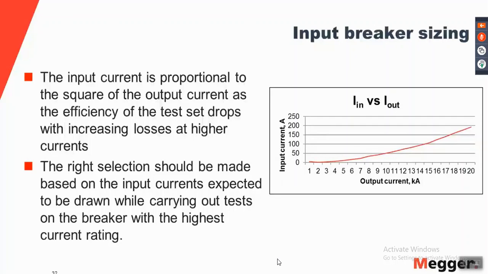Your selection will depend on the highest rating of the breakers that you're planning to test. The input current and the output current have this sort of a relationship that's represented by the figure given here. The input current is proportional to the square of the output current. So the efficiency of the test set drops with increasing losses, which are primarily I square R losses, right? That explains the relationship between the input and the output current here. So the selection should be made based on the input currents expected while testing the breakers that you have, so that the numbers that you arrive at can be much lower than what the spec sheet says.